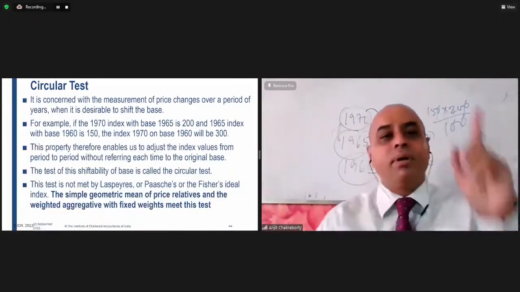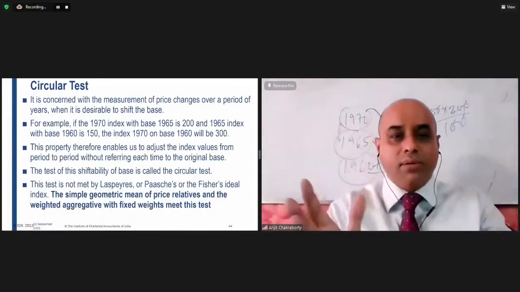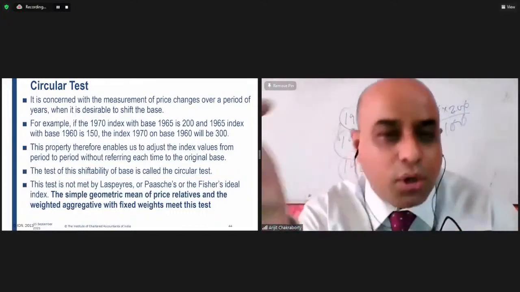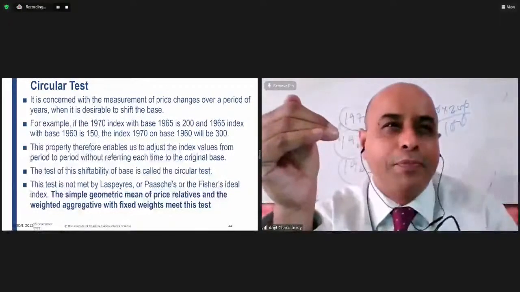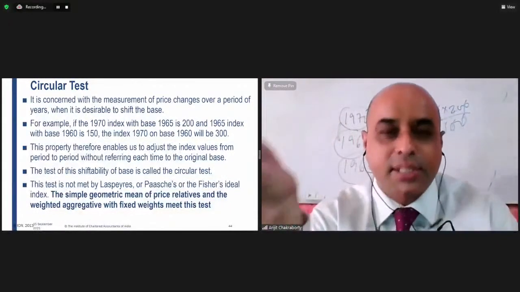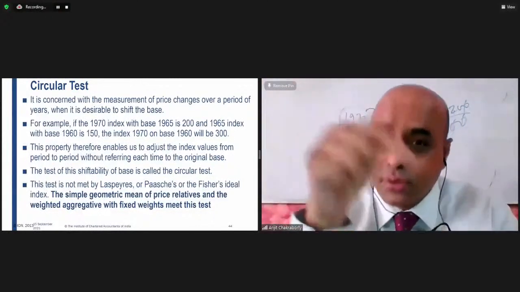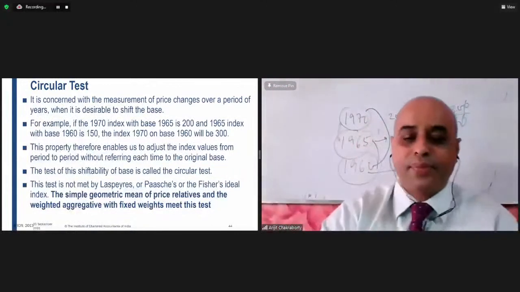So please remember, if a question comes, circular test is satisfied by which of the following index numbers? First is Paasche's, second is Laspeyres', third is Fisher's, fourth is none of the above. So here the answer is none of the above.